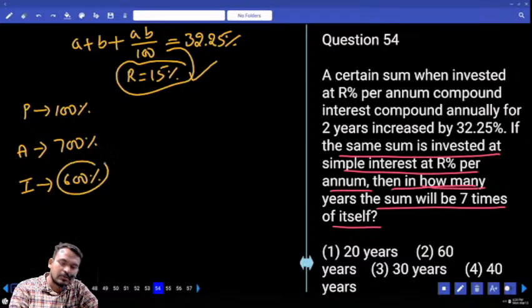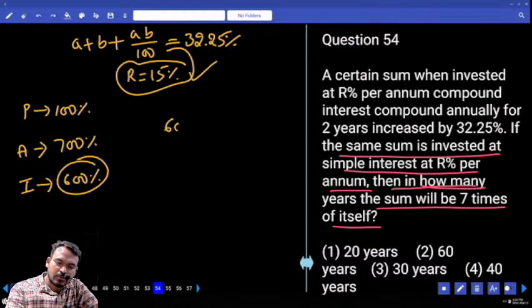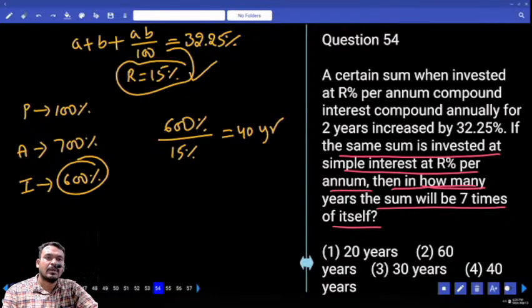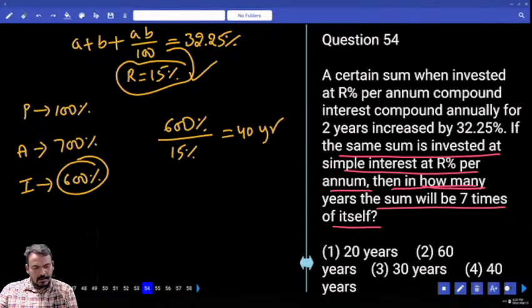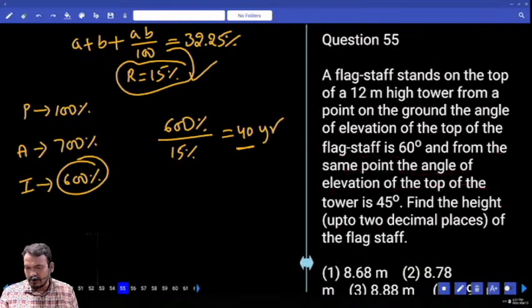What is the total interest? 600%. Per annum it is 15% interest. Then 600% is received in how many years? Total interest divided by per annum interest, 600 by 15, we get 40 years. Every year we get 15%, so the time taken is 40 years.